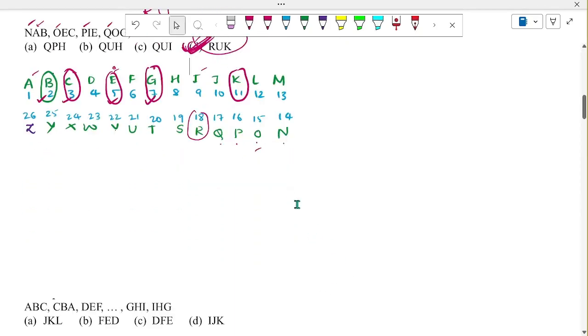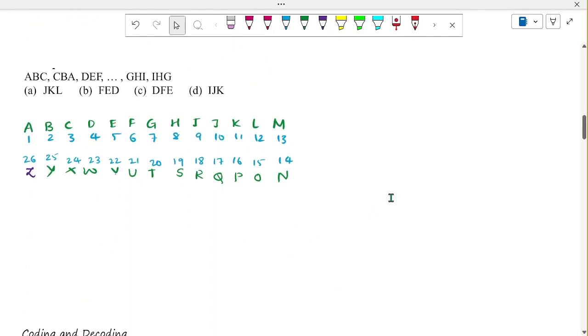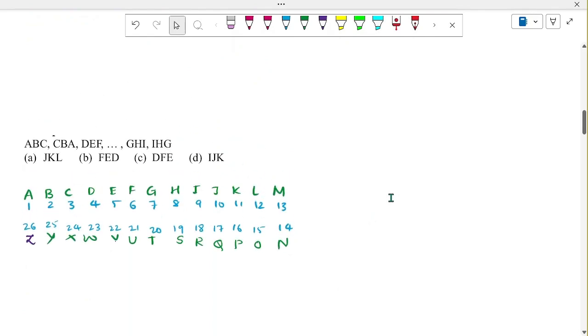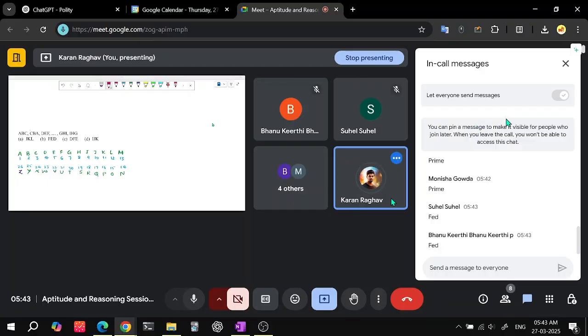Fine. Okay. We'll see the next in this series. This is the last question, and afterwards we'll go for coding and decoding. What is the answer? F E D.